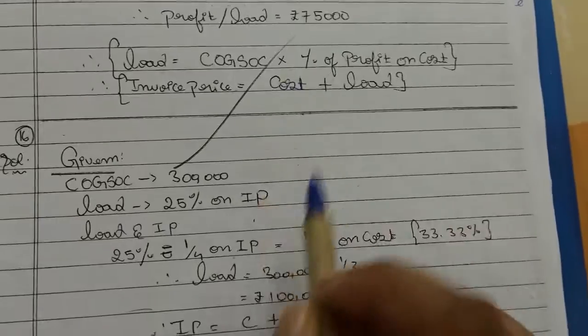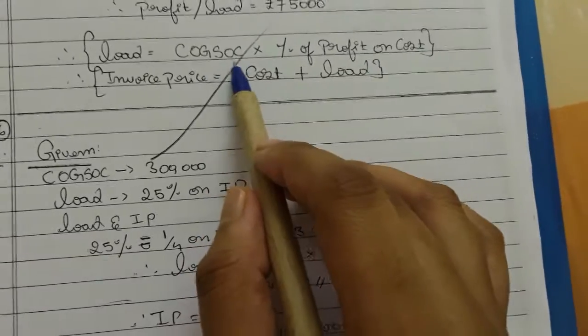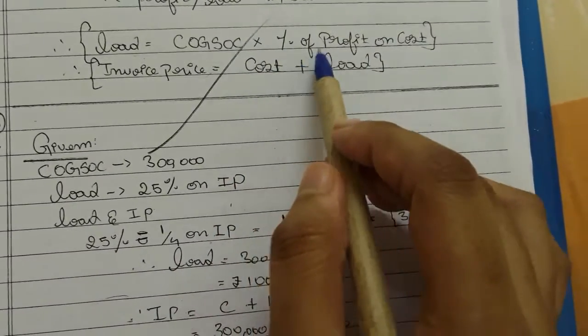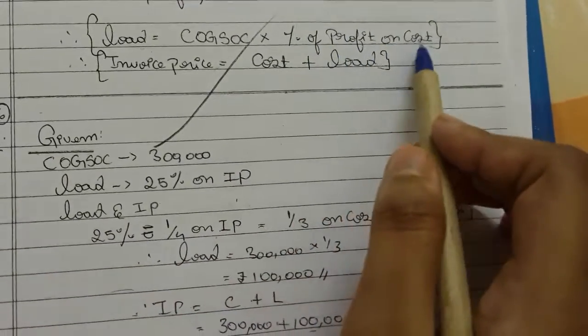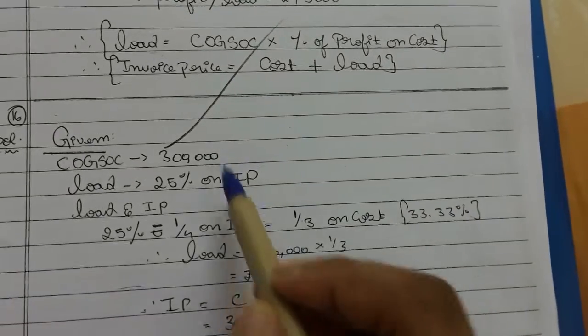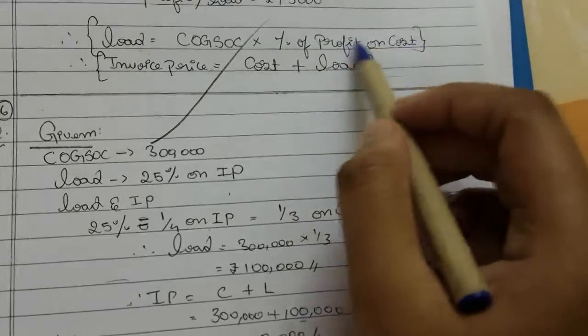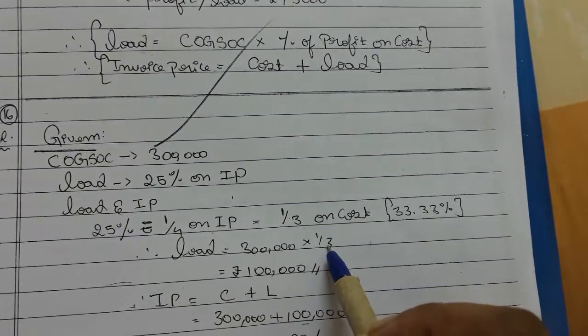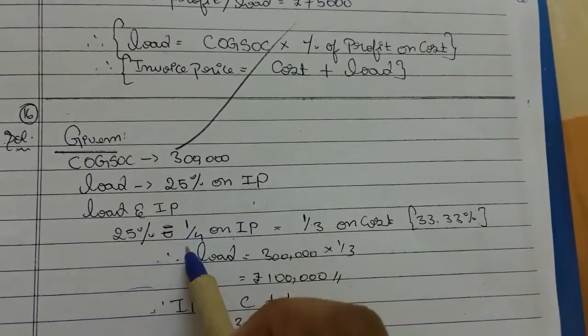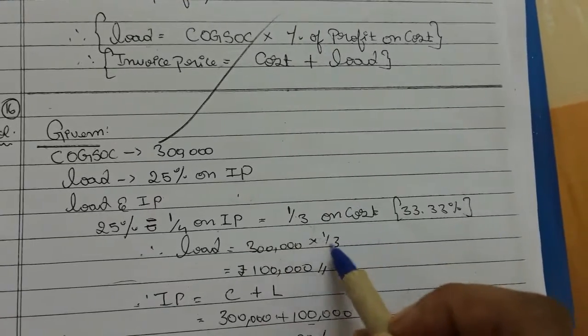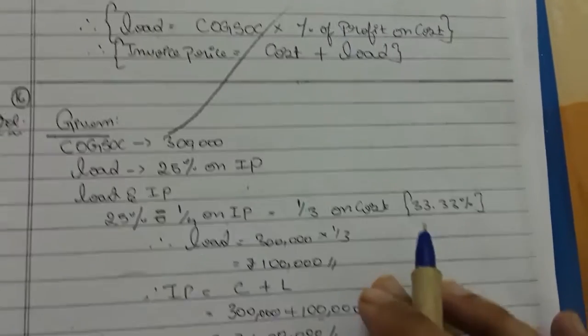So now load. The formula for calculating load is cost of goods sent on consignment multiplied by percentage of profit on cost. Cost of goods sent on consignment is 3 lakh. The percentage of profit on cost, you are supposed to take on cost. On cost it is 1 by 3. They have given it on profit, we have converted it into cost, 1 by 3. So that will be 1 lakh rupees is load.